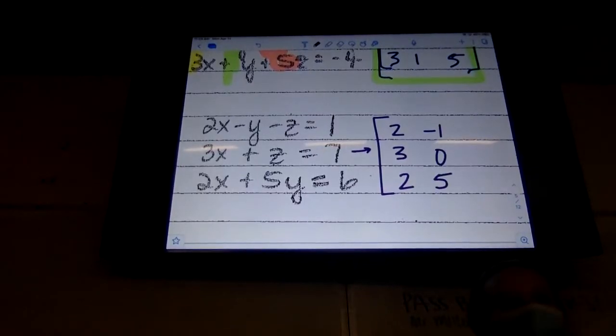Good. Where'd 0 come from? I don't see 0 anywhere. There's no y.